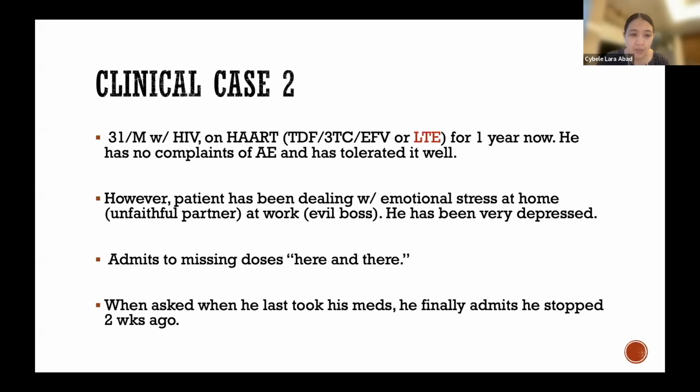But when you prompt him and you ask him, when did you really last take your meds on a regular basis? He says he's really stopped it about 2 weeks ago now because he just couldn't take it, and he just wants to stay at home and not do anything and just be in his room, really very depressed.